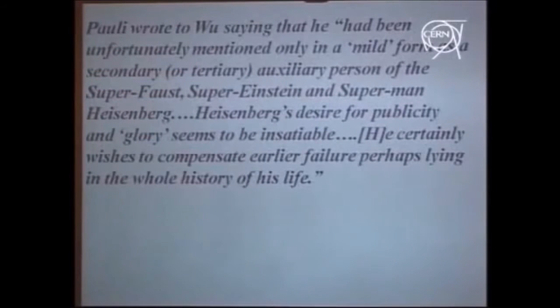He wrote to Wu, saying that he had been unfortunately mentioned only in a mild form as a secondary or tertiary auxiliary person of the Super Faust, Super Einstein, and Superman Heisenberg. "Heisenberg's desire for simplicity and glory seems to be insatiable. He certainly wishes to compensate earlier failures, perhaps lying in the whole history of his life." And here, alluding, I believe, to Heisenberg's role in the atomic bomb project during the war.